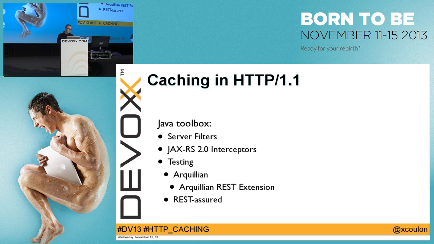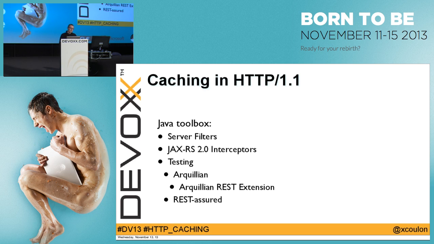In your Java toolbox, you can use servlet filters and JAX-RS interceptors, as I showed you. If you're still using JAX-RS 1.1, you don't get interceptors, but JAX-RS implementations such as Jersey or RESTEasy have something quite similar to interceptors. And in fact, interceptors came from custom implementations. So you get something similar.